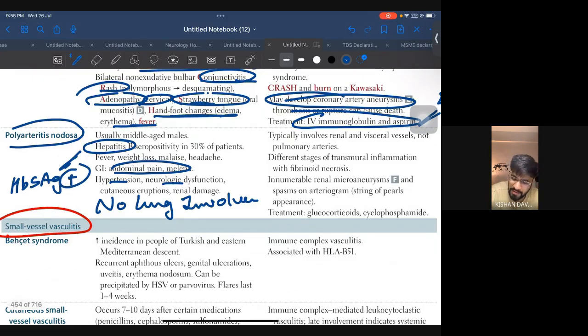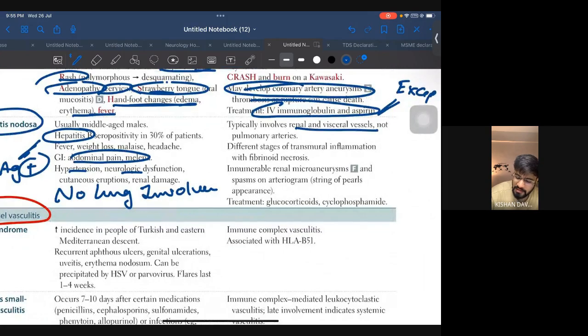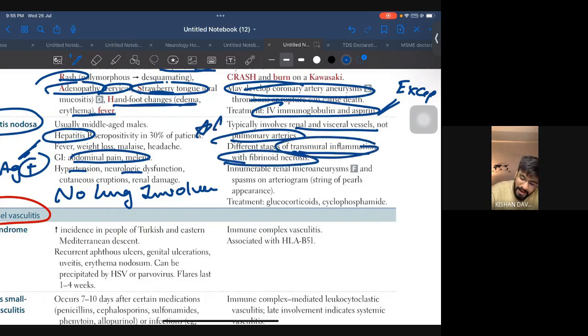Okay, now let's see. Renal and visceral vessels, not pulmonary arteries. So lungs को they will avoid. बाकी सारी को problem होगी. Different stages of transmural inflammation with fibrinoid necrosis. This is very important. These two lines very important. Okay, string of pulse appearance.